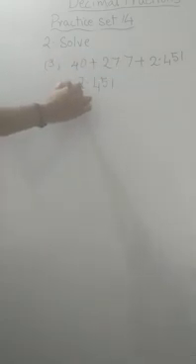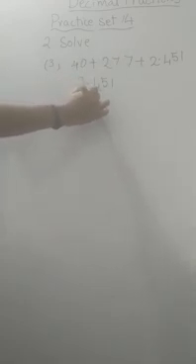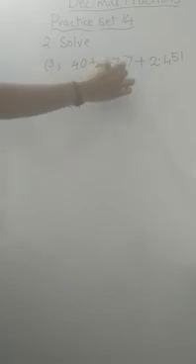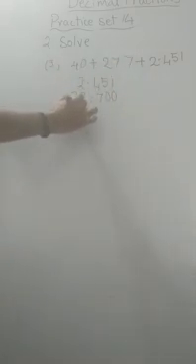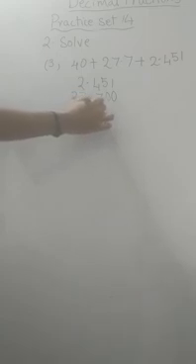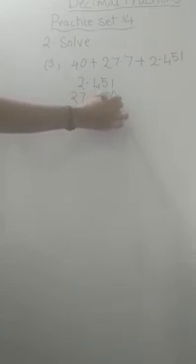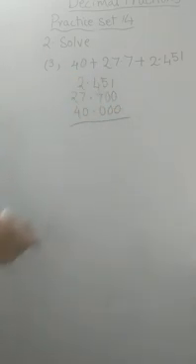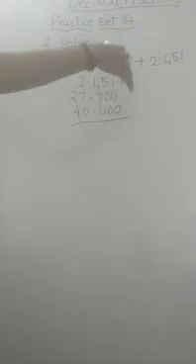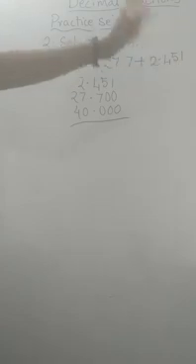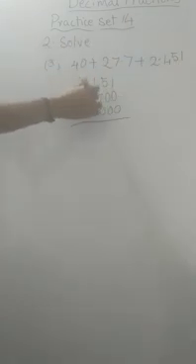How will you write this one? You will write 27.7 and then put 2 zeros. I told you it doesn't change the value. Now this 40, you can write 40.000, okay? Putting zeros doesn't change the value, okay? Putting zeros on which side? Right side. Right side of any number, okay?